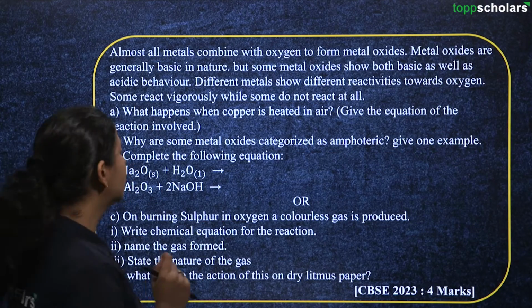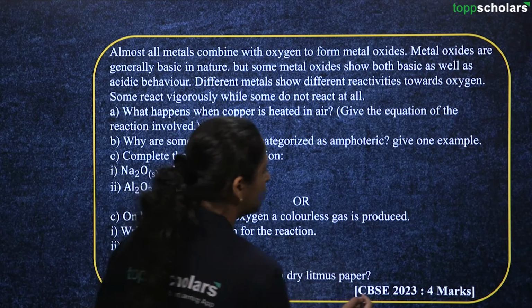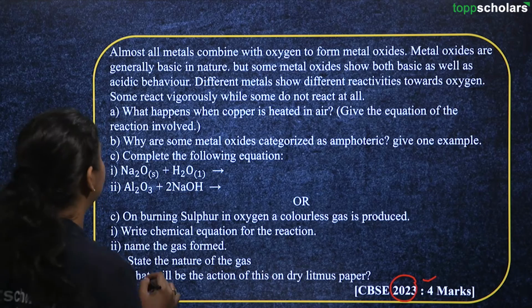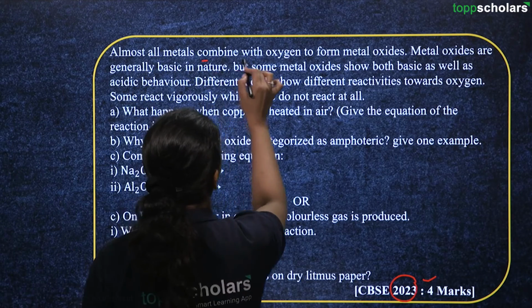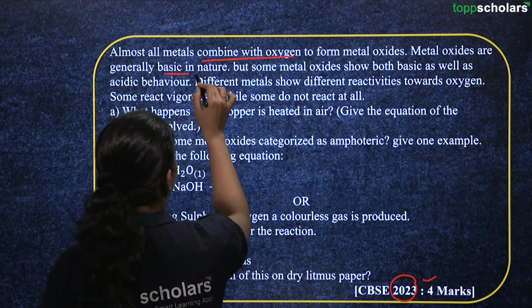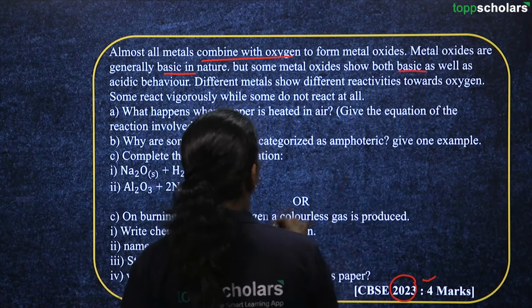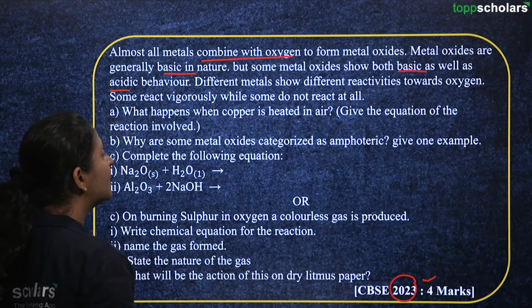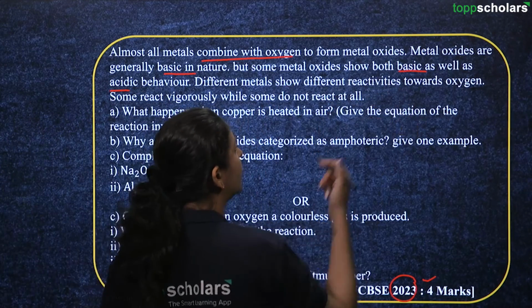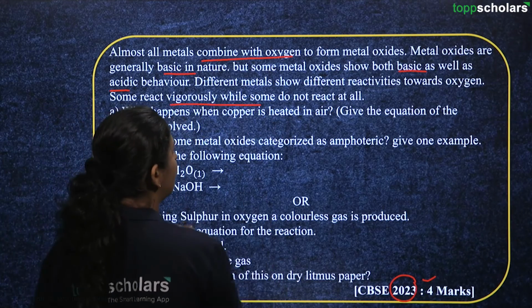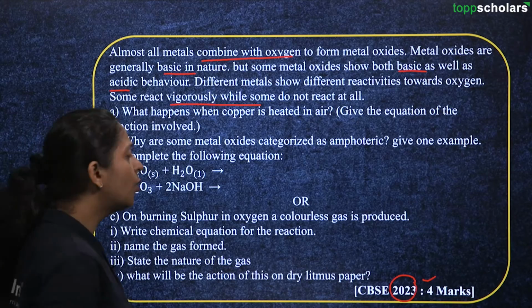So students, another question that we have is from the year 2023, again a 4-marker question. Let us look at this question first. Almost all metals combine with oxygen to form metal oxides. The metal oxides are basic in nature, but some metal oxides become amphoteric as well. That means they will react with both bases as well as acids. Different metals show different reactivities towards oxygen. Some react vigorously while some do not react at all.